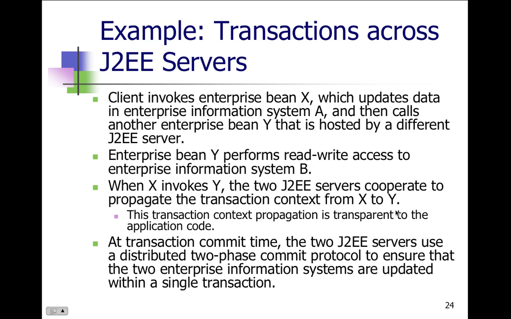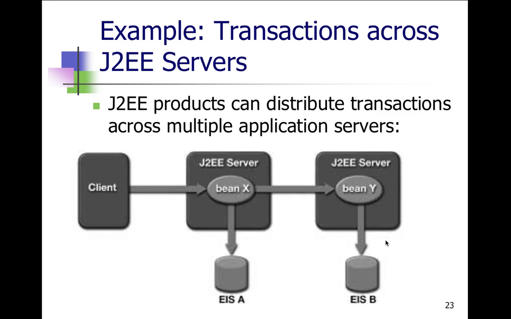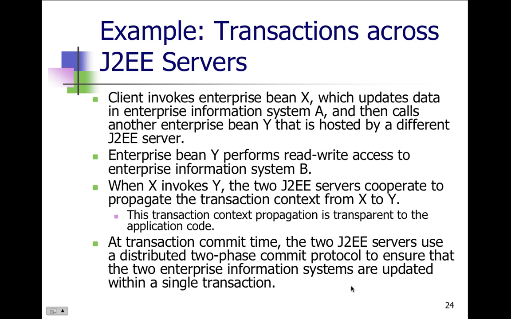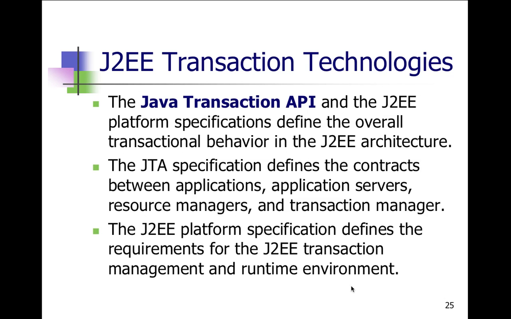And then when X invokes Y, the two servers cooperate and propagate the transaction context from X to Y. The transaction context propagation is transparent to the application code. And this is where those terms are coming into play now. The context propagation is transparent, which means we don't know that it's on two separate servers, and we don't know that these resources are out here, actually. We don't care, we just log into the server. So at the transaction commit time, the two servers use the distributed two-phase protocol to ensure that the two enterprise information systems are updated with a single transaction. So it's using a two-phase kind of protocol that says, hey, are we able to update? Yes. Okay.